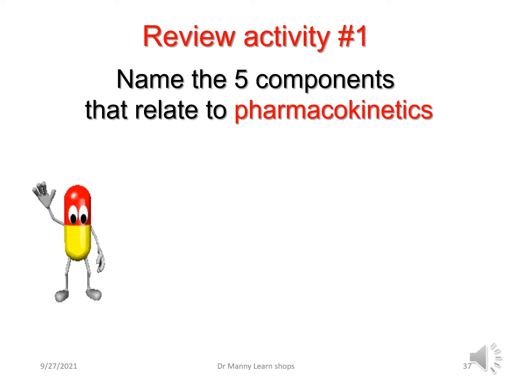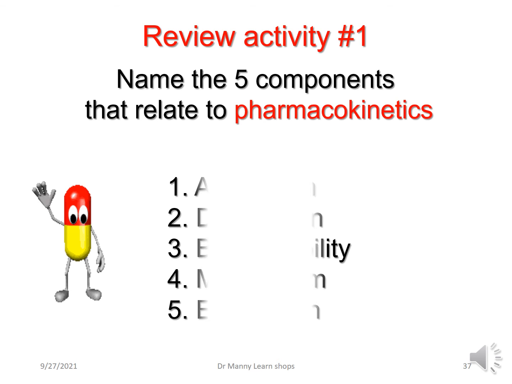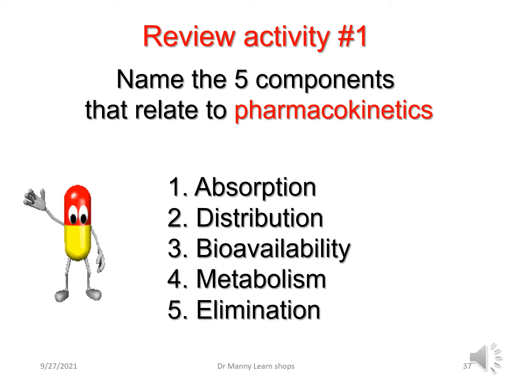So that concludes this Learnshop. So before we do conclude, let's review activity. This is activity 1. Name the 5 components that relate to pharmacokinetics. These are absorption, distribution, bioavailability, metabolism, and elimination.